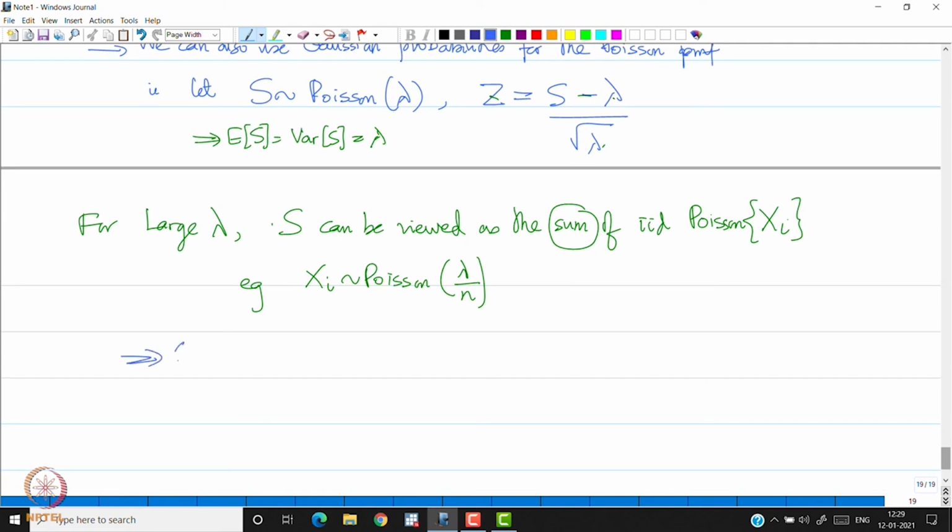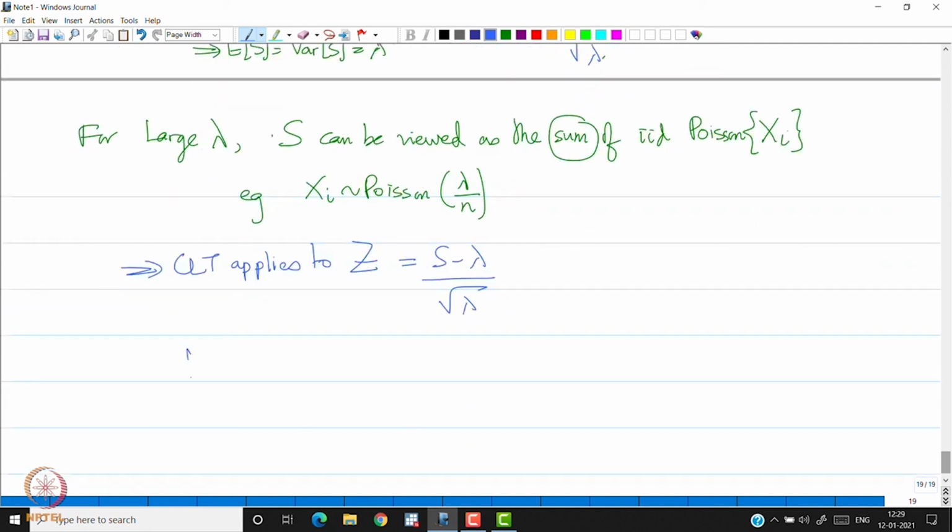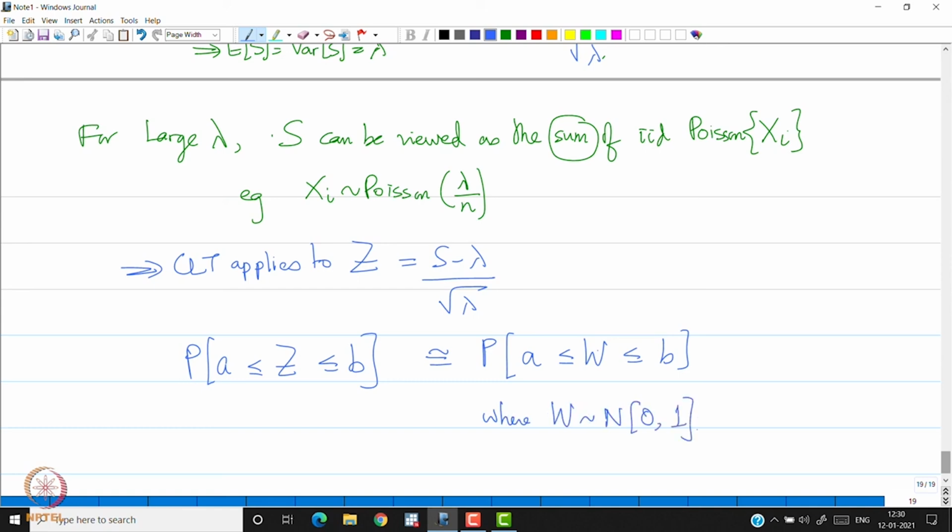And so this way of generating S says that the CLT is applicable to S and Z, most certainly. What is the Z again? To repeat, Z is S minus lambda by root lambda, and the probability that A is less than Z less than B, some interval probability, will be roughly equal to the probability that A is less than W less than B, where W is a Gaussian random variable with zero mean and unit variance.